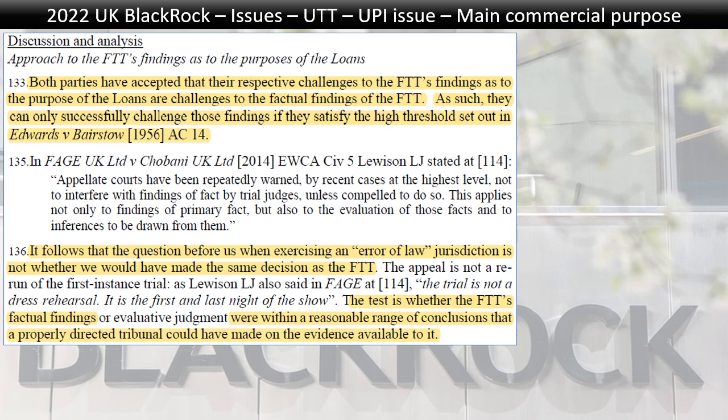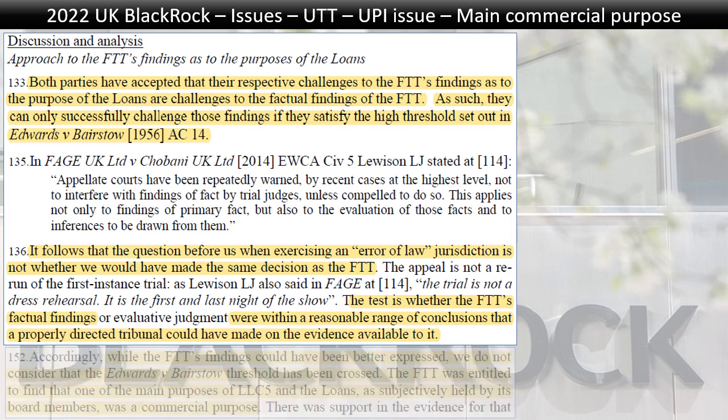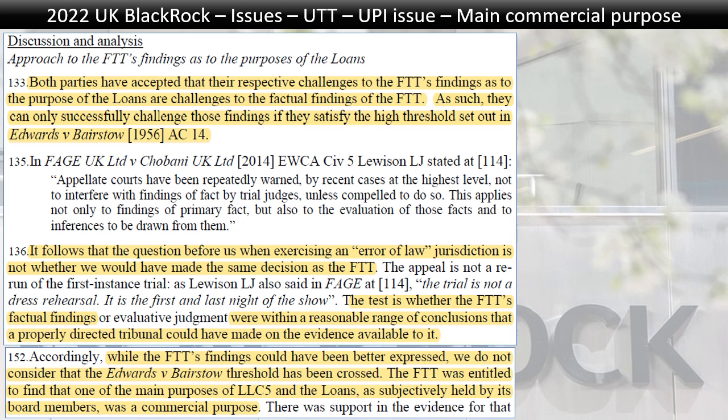The test is whether the FTT's factual findings were within a reasonable range of conclusions that the properly directed tribunal could have made on the evidence available to it. And then it says, while the FTT's findings, that this was a commercial purpose, could have been better expressed, which is a nice way of saying they were wrong, we do not consider that the Edwards versus Bairstow threshold has been crossed. The FTT was entitled to find that one of the main purposes of LLC 5 and the loans, as subjectively held by its board members, was a commercial purpose.